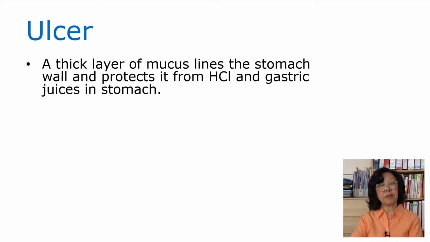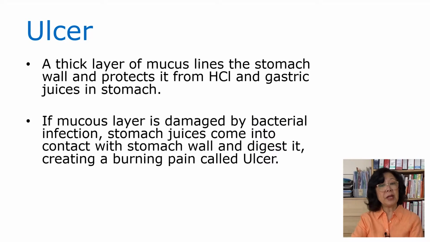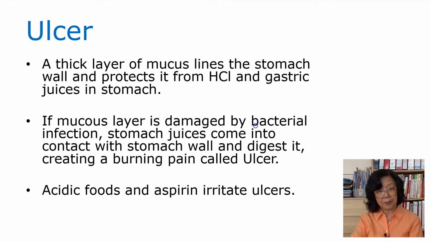Another term that we have heard often is ulcer. We have a thick layer of mucus lining the stomach wall and protecting it from hydrochloric acid and any gastric juices in the stomach. So if the layer is damaged by bacterial infection, the stomach juices will then come into contact with the stomach wall and digest it, creating a burning pain called an ulcer. Acidic food and aspirin can irritate ulcers, so these are all pH related in our body system.